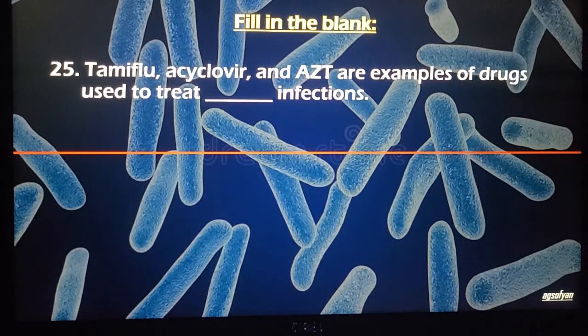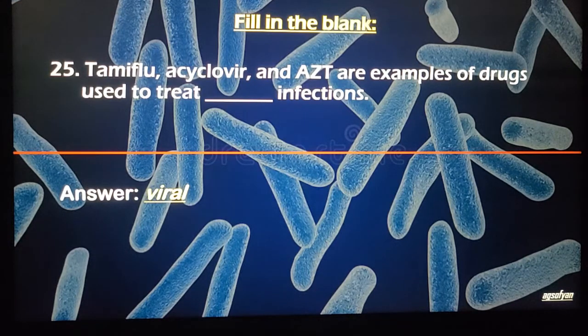Number 25. Tamiflu, acyclovir, and AZT are examples of drugs used to treat blank infections. Write your answer. Okay, it should be easy. Tamiflu is for flu, which is virus. Acyclovir is for herpes, which is virus. So they are used for viral infection. AZT is used for HIV infection.